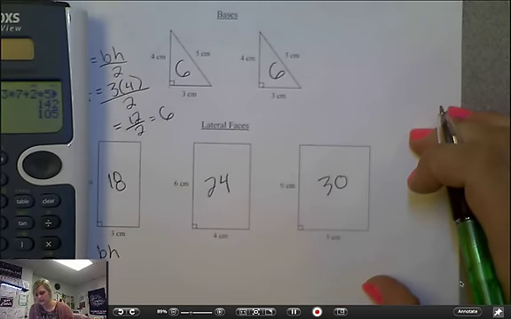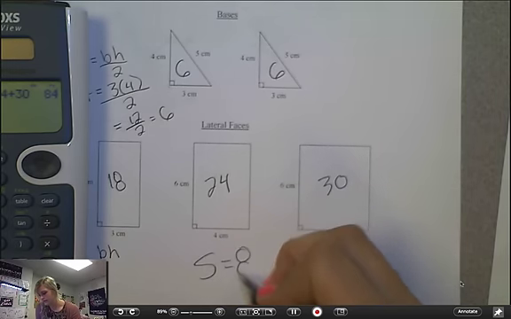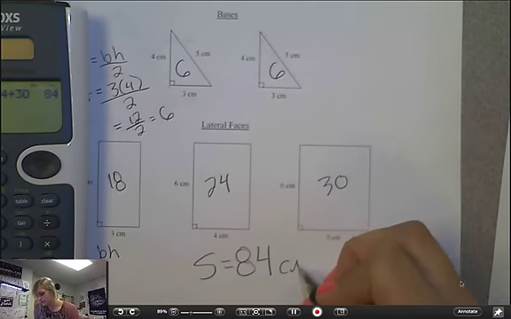So I'll just show you right now. Clear all that out. 6 plus 18 plus 24 plus 30. I get a final answer for my surface area to be 84 centimeters squared.